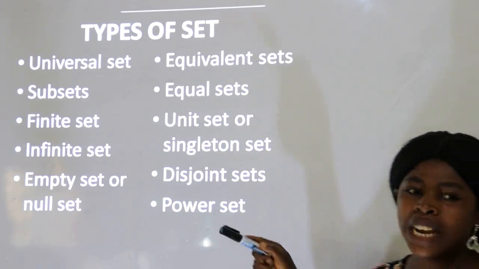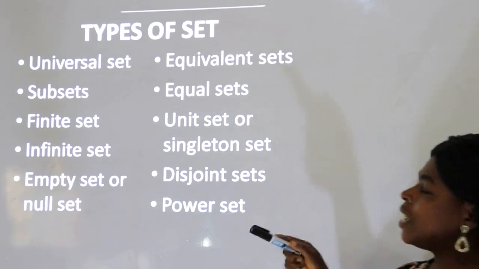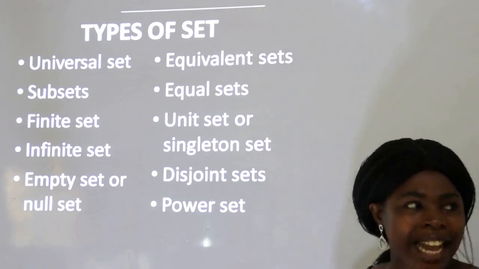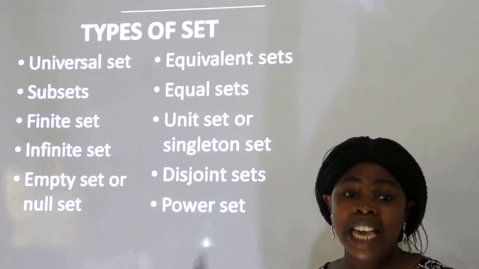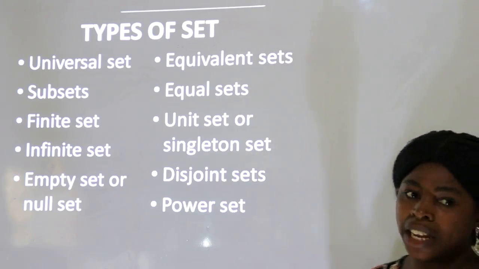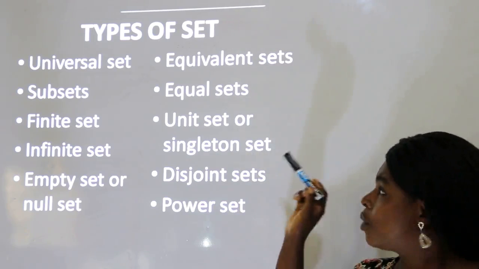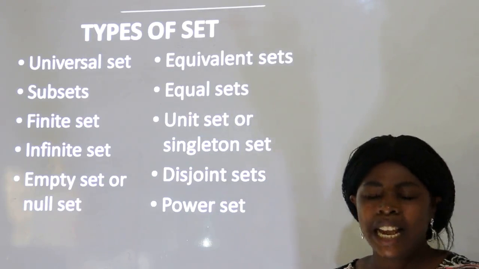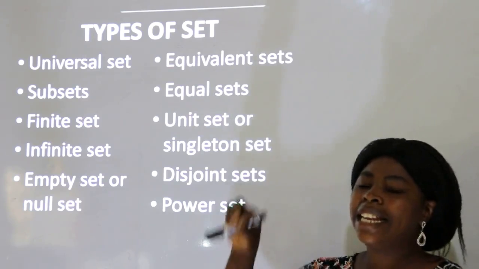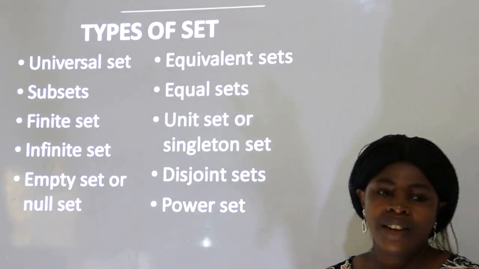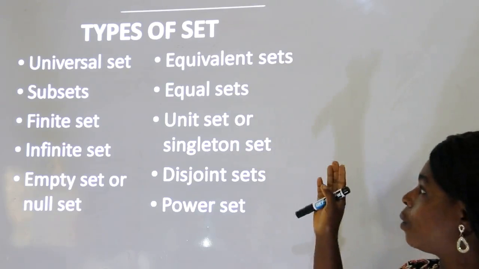Then we have equal set. When we talk about equal set, 2 sets are said to be equal if they have exactly the same elements. So take note of the difference between the equivalent and the equal. In the equal set, the elements are equal. If the elements in set A are 1, 2, 3, then the elements in set B should also be 1, 2, 3. So that is what we mean by equal set.